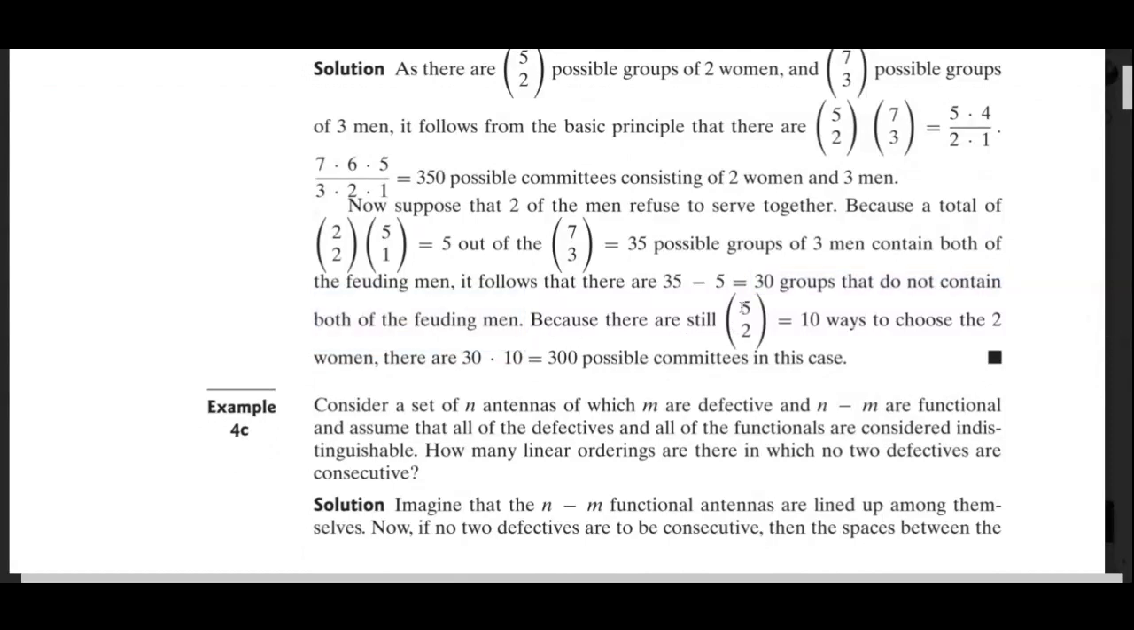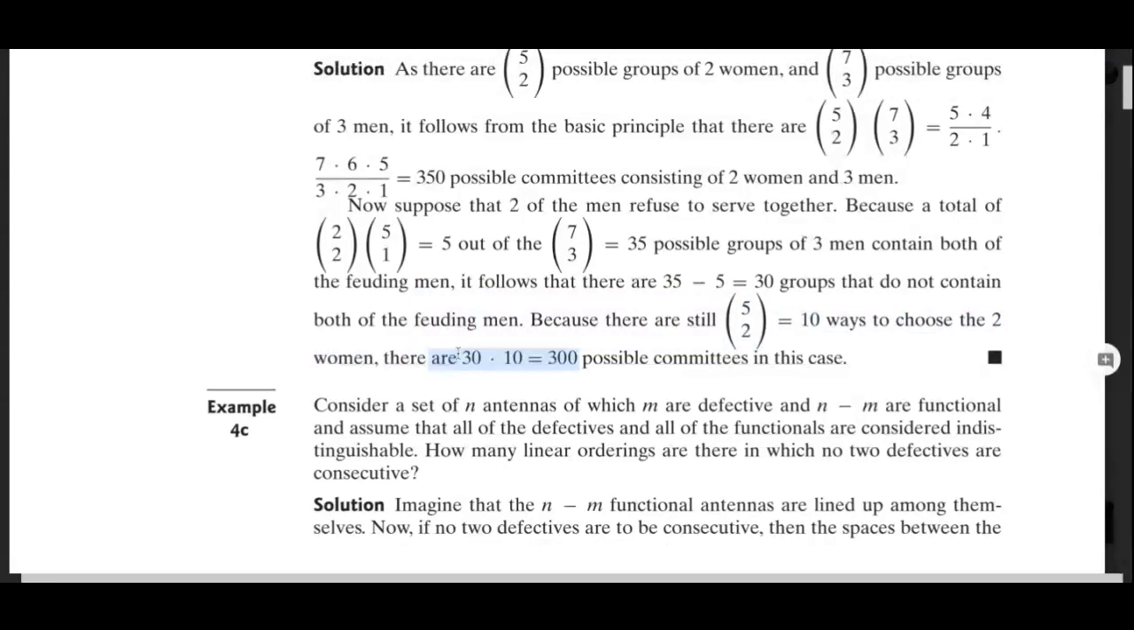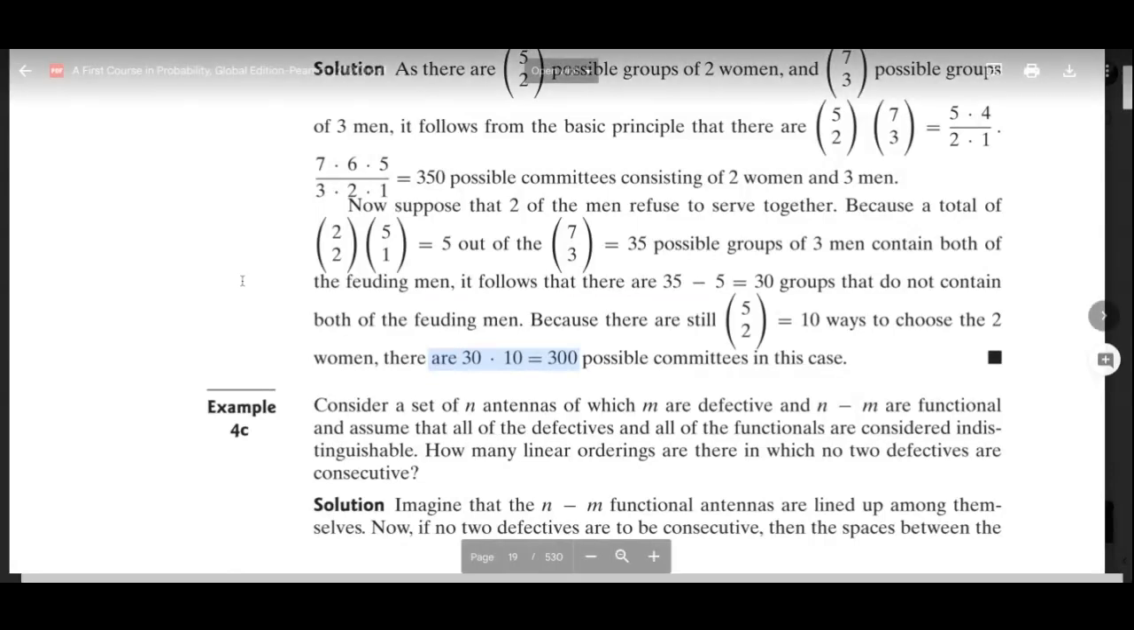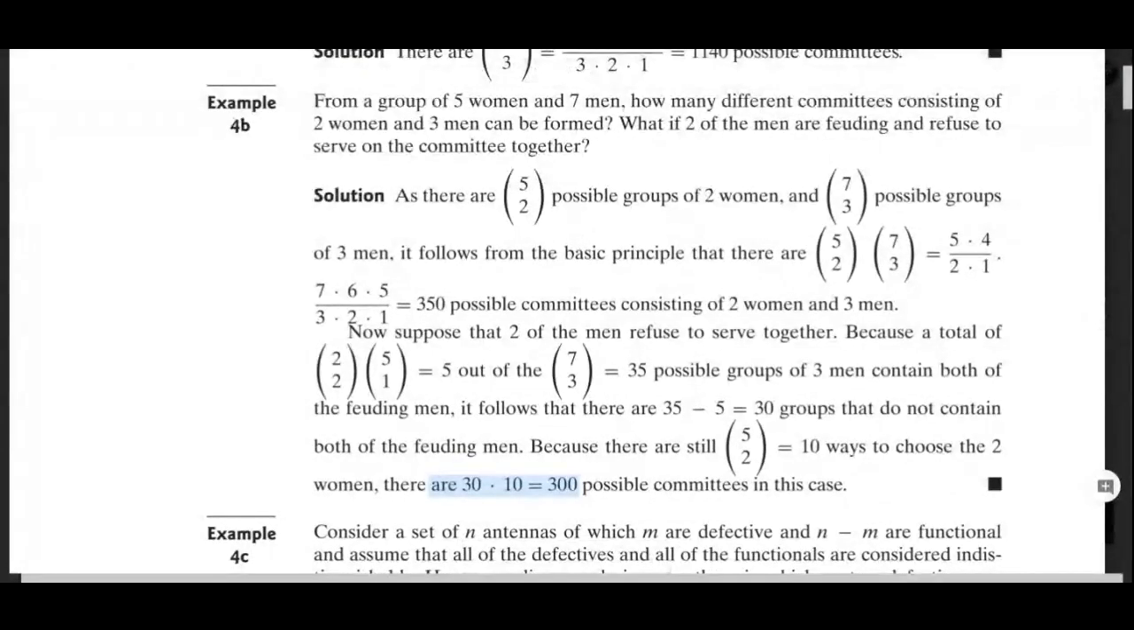So there's still 5 choose 2 for women. So what do we do? We multiply those two numbers. Out of 5 choose 2, if you calculate that, it equals 10, right? Because 5 times 4 times 3 factorial, cancel 3 factorial. 5 times 4, 20. 20 divided by 2, that's 10 ways. So 10 multiplied by 30, totally that's 300 possible committees in this case. So this one looks like exam questions. So you have to think a little bit, right? Does anyone have any questions?